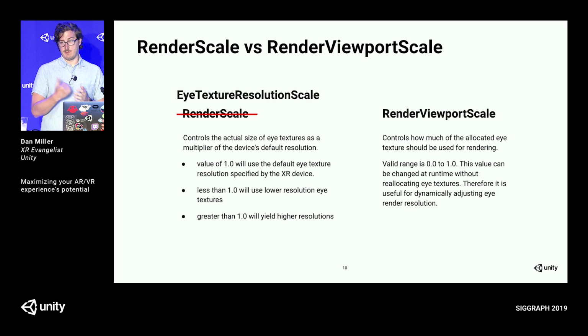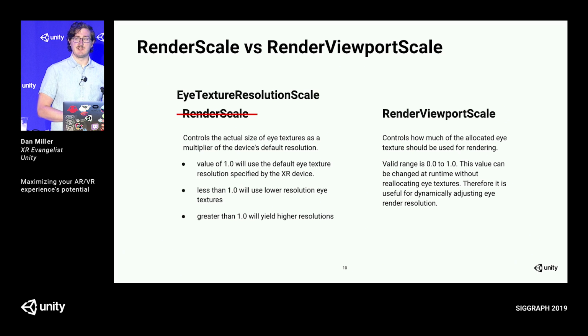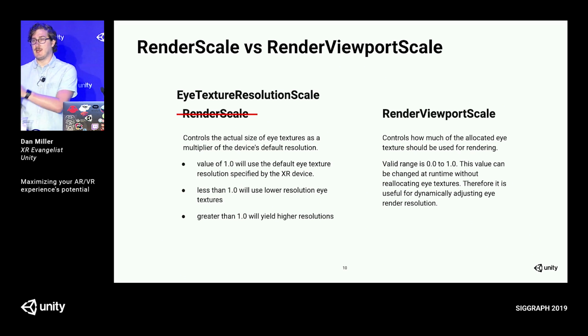You might consider something like this for up-resing or down-resing by changing the value above or below 1 if, let's say, you're porting a high-end VR experience to something like a standalone platform. You might be able to adjust this value a little bit just to get some extra performance when you're going from something like 90 frames a second to 72.